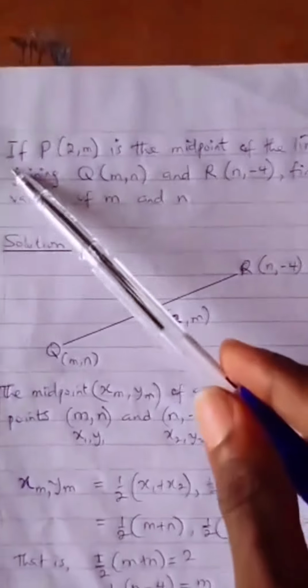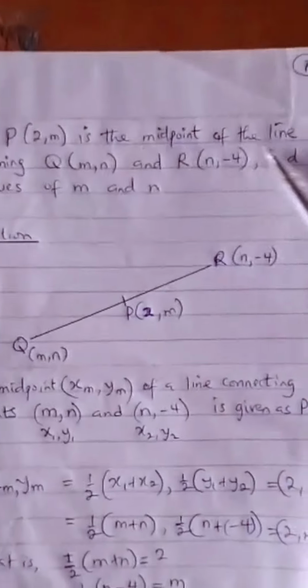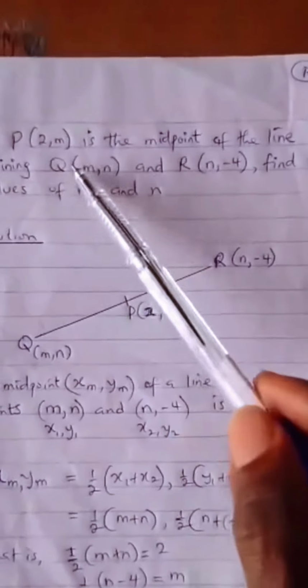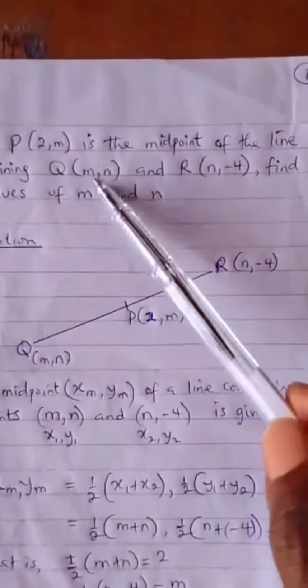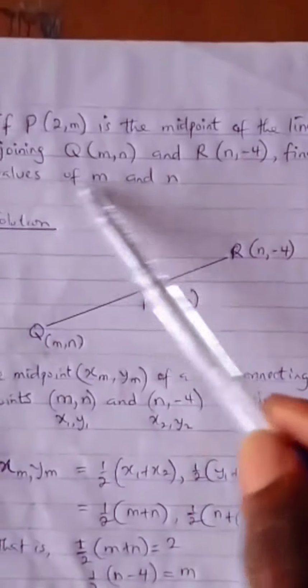A JAMB Maths question. It says if a point P with coordinate (2, m) is the midpoint of the line joining point Q with coordinate (m, n) and point R with coordinate (n, -4). Find the values of m and n.